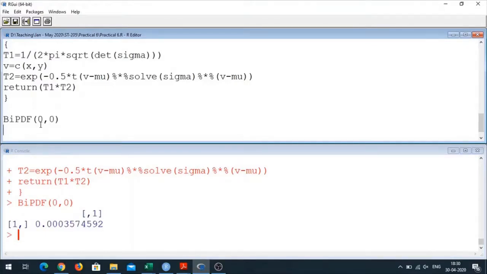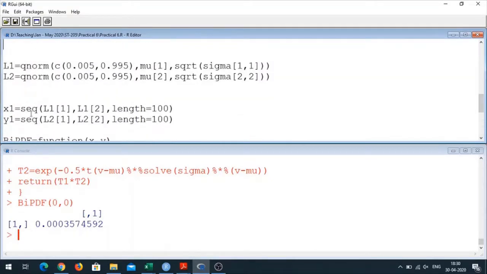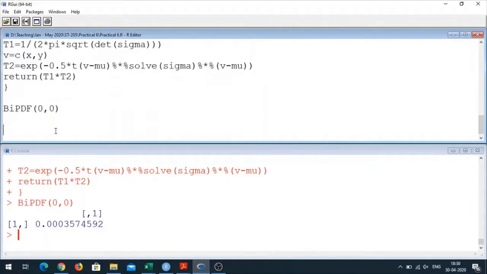Now I have to compute PDF using this function for all possible pairs of x, y, where x is coming from this vector x1 and y is coming from this vector y1. One option is to go by a loop: two loops, i going from 1 to length of x1, j going from 1 to length of y1, and then at x1i, y1j you compute this PDF. That is a routine option, and of course you can stick to that. But this is a chance to learn a new command.